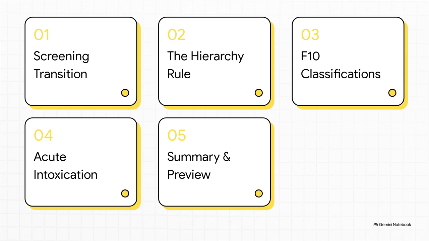Here's a quick look at our clinical workflow roadmap for today. We'll start with the screening transition, move into the hierarchy rule, then break down the core F10 classifications, look at acute intoxication, and wrap up with a summary and a quick preview of part two.